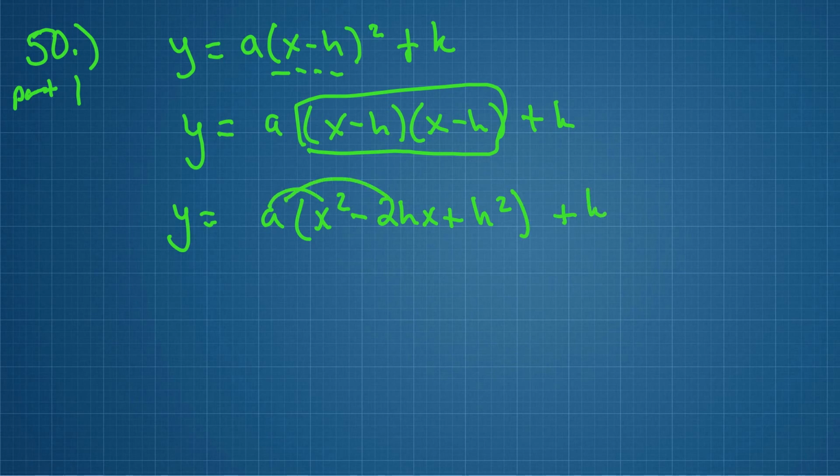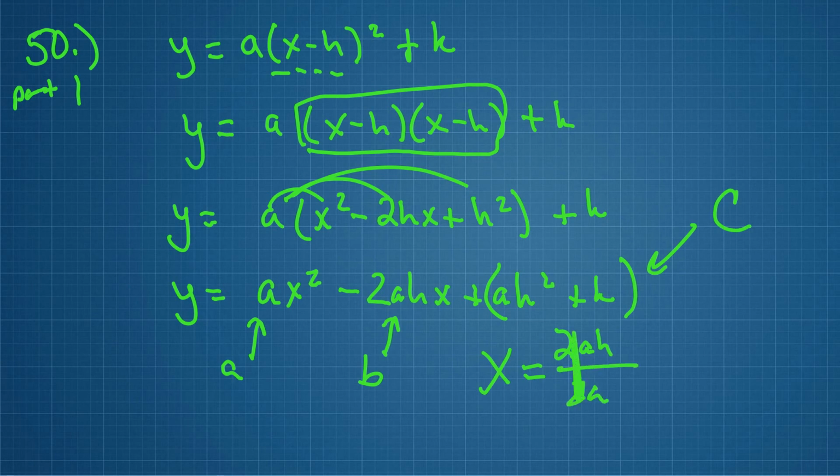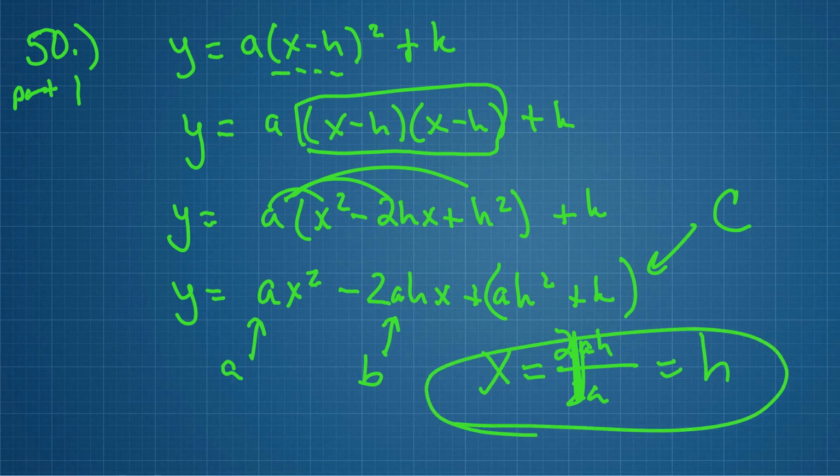I have to distribute the a to everything. So you get y equals ax squared minus 2ahx plus ah squared plus k. Now that is actually going to be my c, because I know they don't have any x's. This is going to be my b, and that's going to be my a. So I have a, b, and c, and they wanted you to find the vertex. And this is how they proved that the vertex in vertex form is just h. I plug in the opposite of b, so I could plug in 2ah all over 2 times a. Those cancel out to give you h, so that's actually how they proved it.